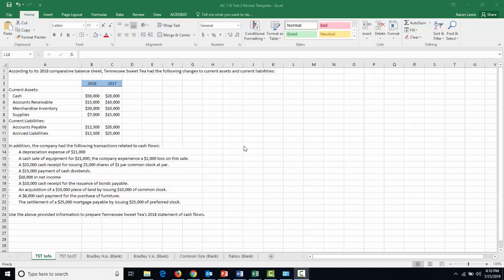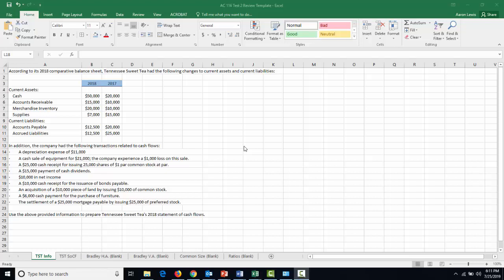period. So Tennessee Sweet Tea had $20,000 in cash at 2017's end. Now they have $50,000 in cash at 2018's end. So right when we start, we know that the finale, the end line of our statement of cash flows, is going to have to be a net increase in cash of $30,000.